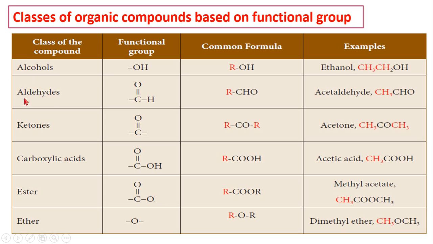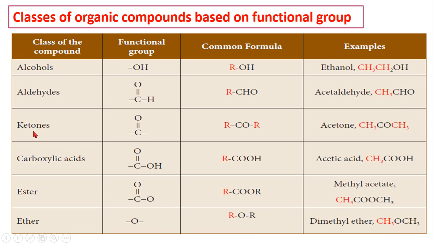Second one, aldehyde. The functional group is CHO or C single bond H, double bond O. Here a bond is there. The valency of carbon is 4. Here the general formula or common formula is RCHO. R refers to the alkyl group. Here this is acetaldehyde, CH3CHO. Another name is ethanal.